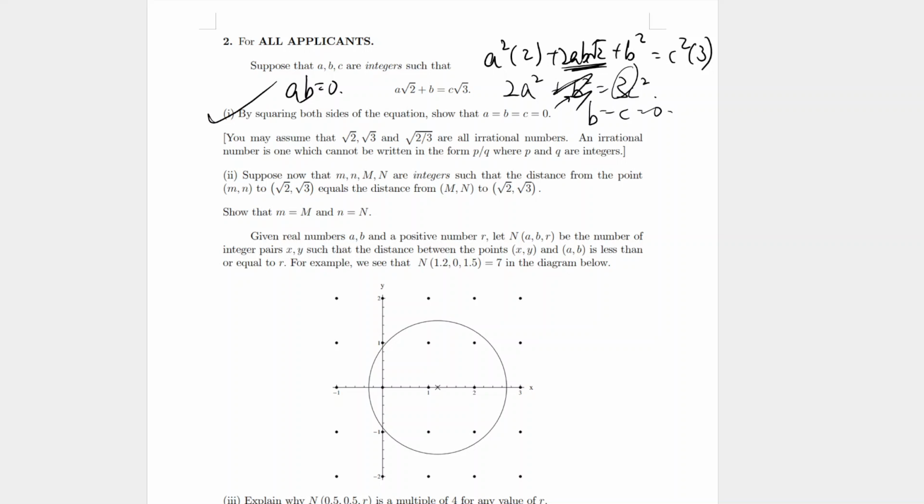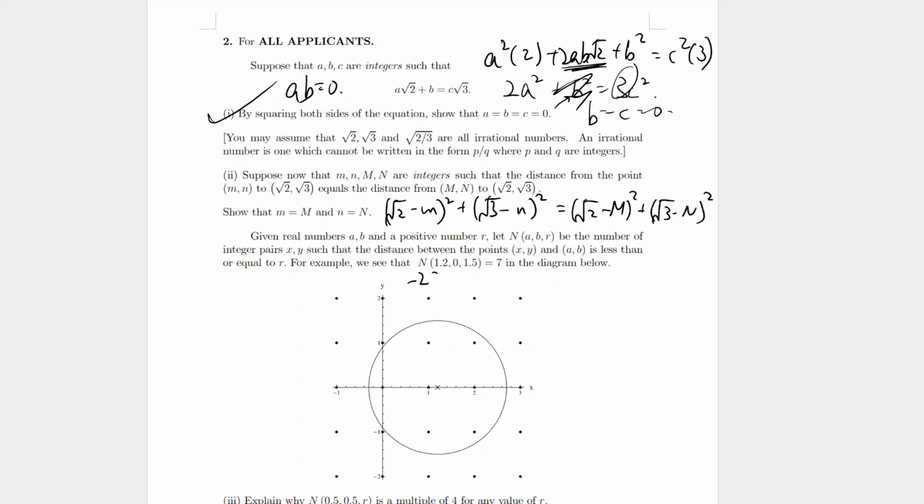Okay, now part 2. Suppose now that m, n and big N, interesting notation, are integers such that the distance from the point (m, n) to (root 2, root 3) equals the distance from there to there. Well, you just do what you're told, right? So we do root 2 minus m all squared plus root 3 minus n all squared equals root 2 minus big M squared plus root 3 minus big N squared. Okay, let's try to simplify things. The root 2 squares and root 3 squares will cancel on both sides, so I'm going to ignore those.